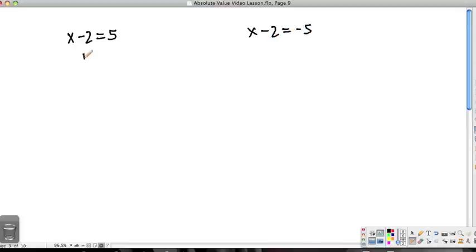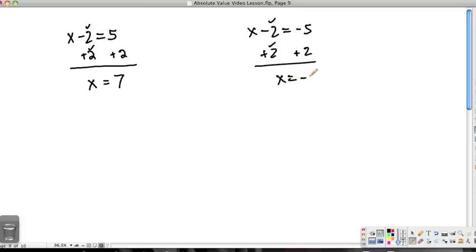Okay, so I'm going to add 2 to this side, I'm going to add 2 to this side, and we get x equals 7. Then I'm going to add 2 to both sides of the other one. Sorry, I forgot to check these out over here. And I get x equals -3. So I have two answers, x equals 7 and -3.